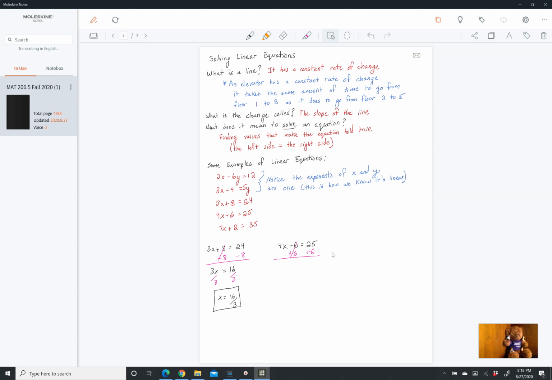And this 6 cancels. And we get 4x is equal to 31. And then we're going to divide both sides by 4 to get rid of that 4 over here. So here the 4 cancels, here the 3 canceled out. We were able to cross it out. So our final answer is x equals 31 over 4.